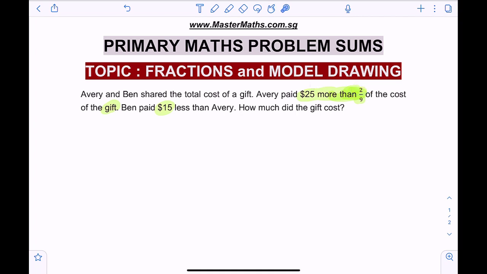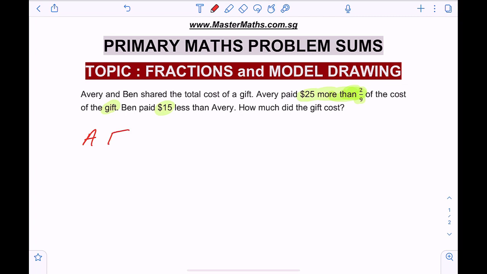So as for Ben, how much is he paying? He's paying $15 less than Avery. And when you add both Ben and Avery's amounts up, it must equal 9 units. This is very important to understand. Okay, so we start with Avery.